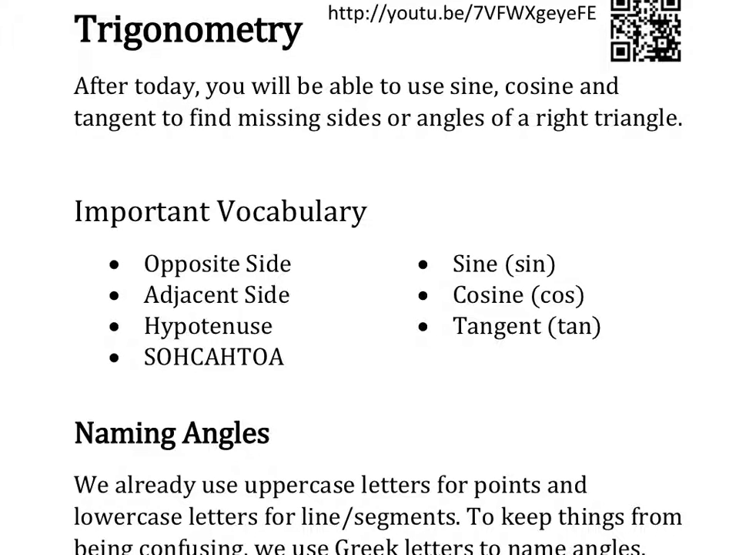Today we will be talking about trigonometry. After today, you're going to be able to use sine, cosine, and tangent to find missing sides or angles of a right triangle. Here's your important vocabulary for today: opposite side, adjacent side, hypotenuse, SOHCAHTOA, sine, abbreviated SIN, cosine, abbreviated COS, and tangent, abbreviated TAN.